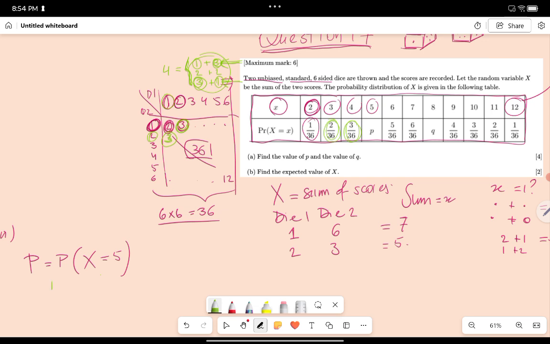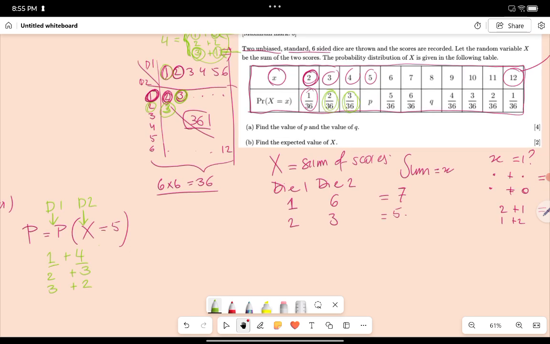Well, we have 1 plus 4. This is die 1. This is die 2. So we've got 1 and 4. We can also do 2 plus 3, or we do 3 plus 2, or we do 4 plus 1. You see, guys? So we have 4 options to throw the sum 5.